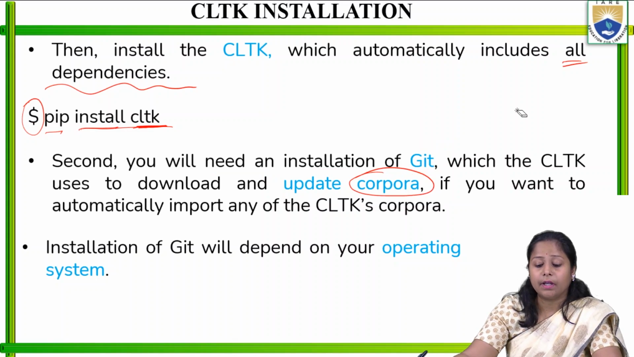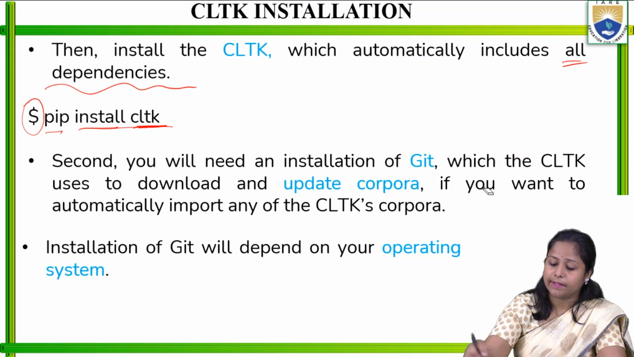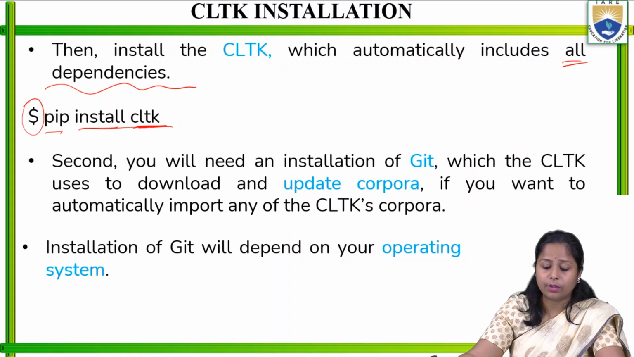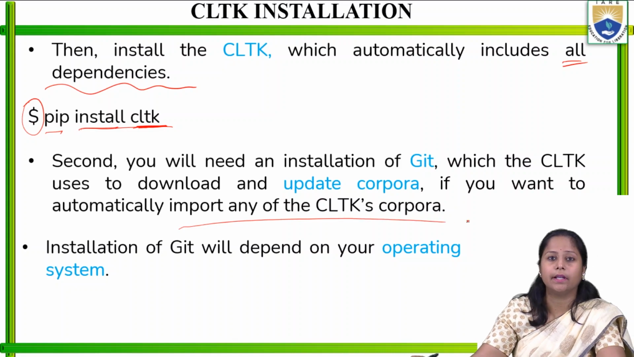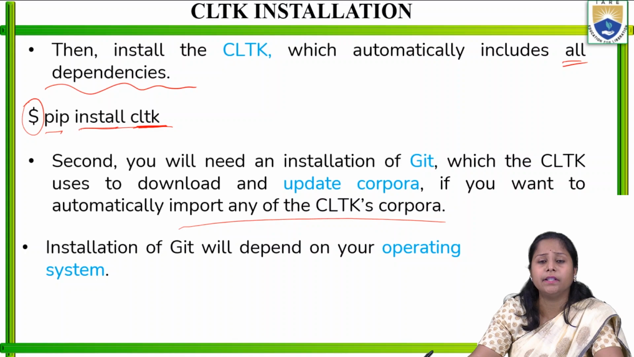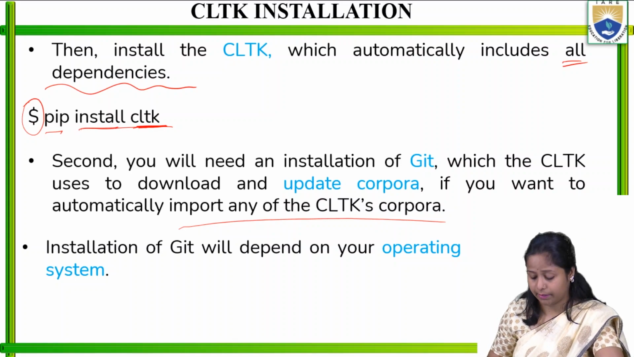So now next we need to install git, as I said, and then we need to download and upload the corpora to use as per our need, and if we want to automatically import any of the CLTK corpora. Now the installation of Git will depend on our operating system. As we have seen, the dependency we have installed on the Mac and Linux, so that will actually depend on which type of operating system we are installing this CLTK and other dependencies on.